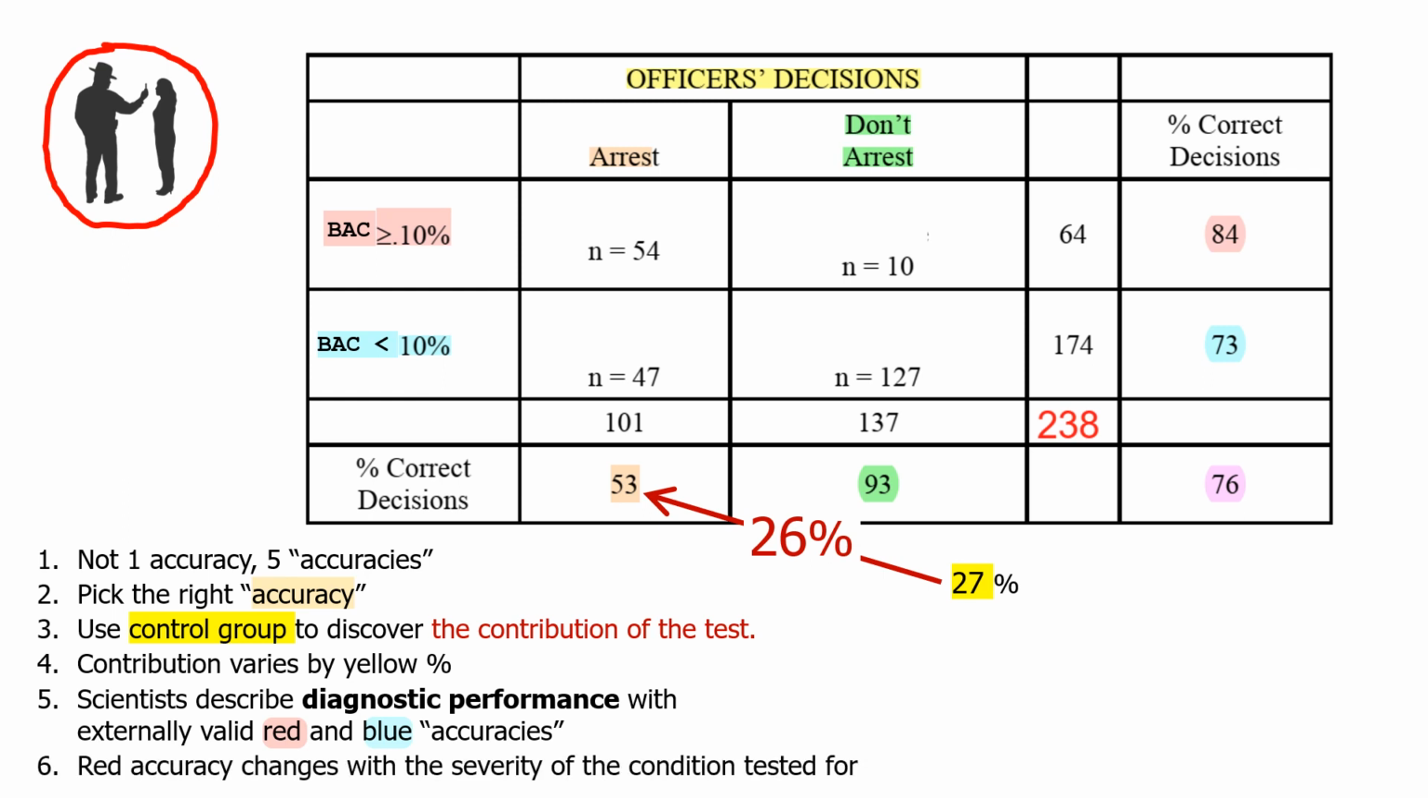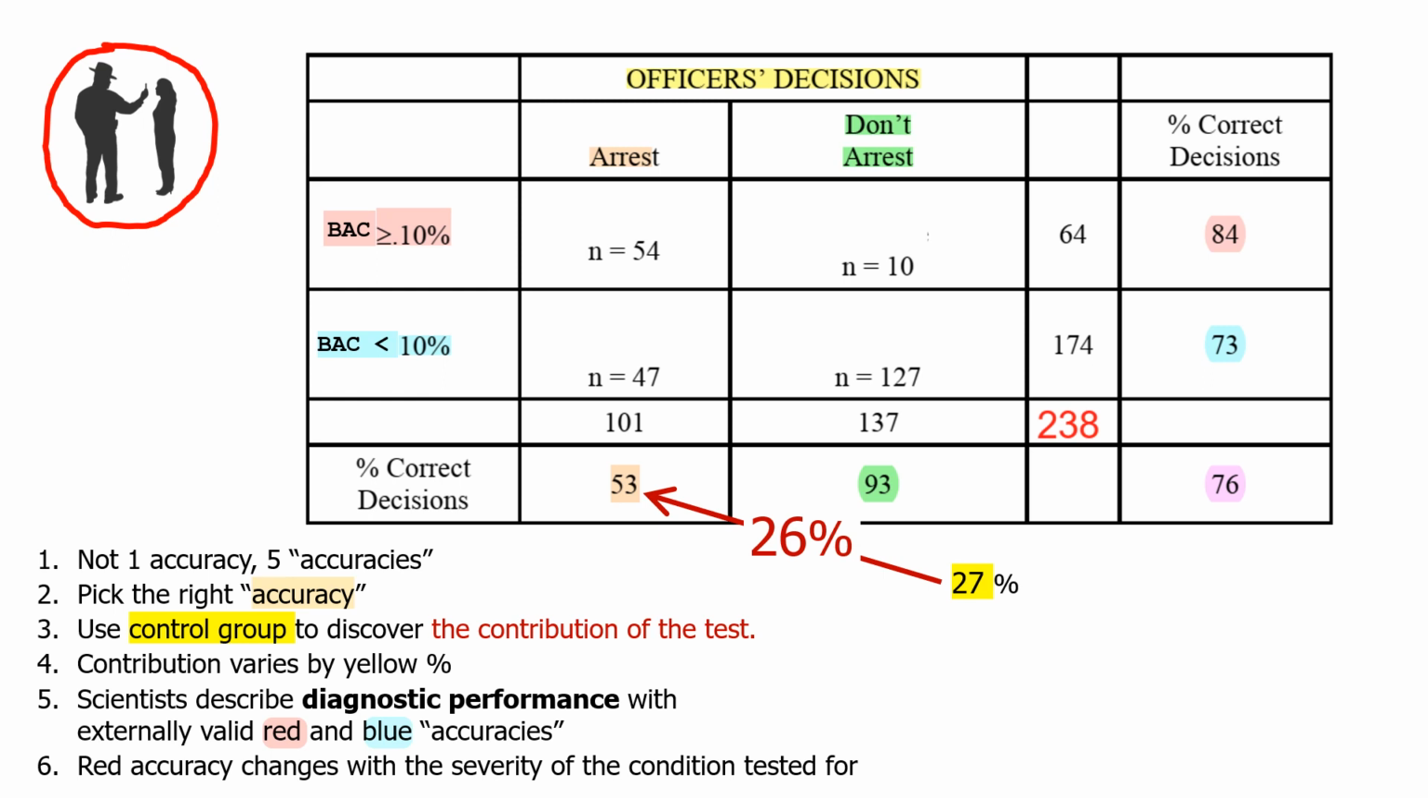So that's it for now. But because we're here, I'll mention one other feature of test accuracy that will come up later in the course. The sensitivity of a test, the red accuracy, doesn't vary as the prevalence changes, but it does vary as the severity of the condition tested for changes.